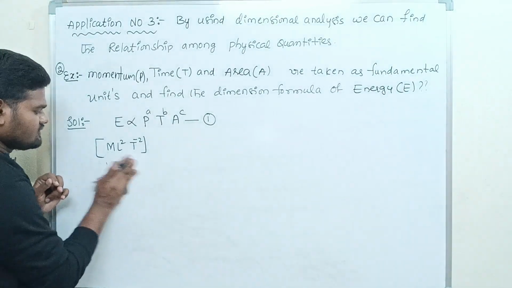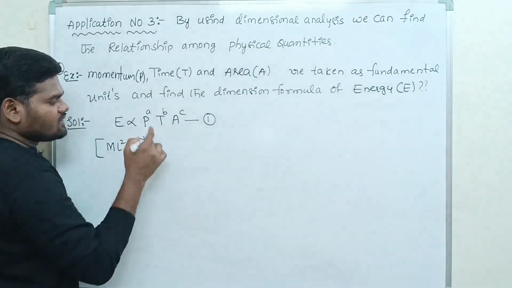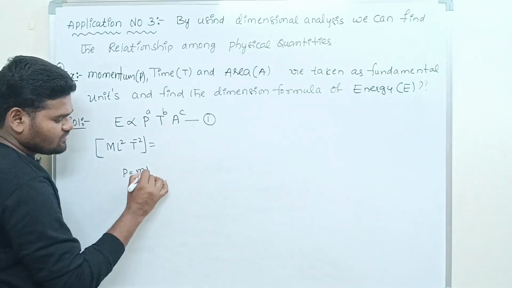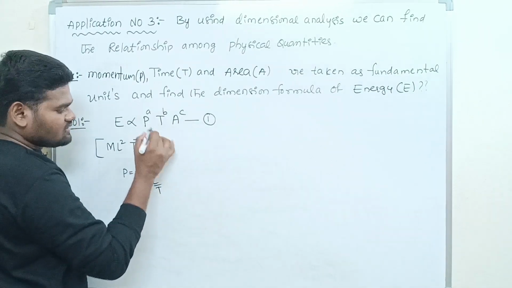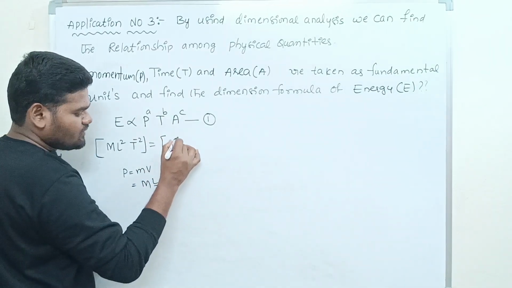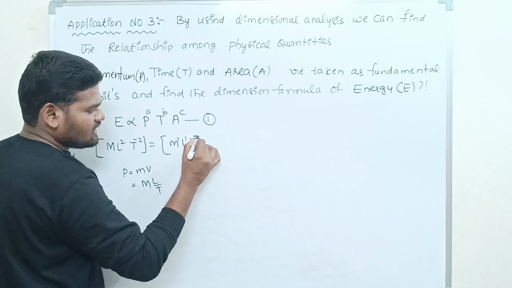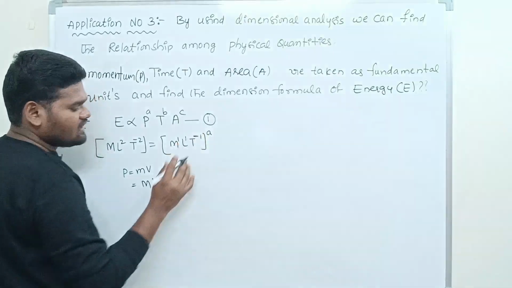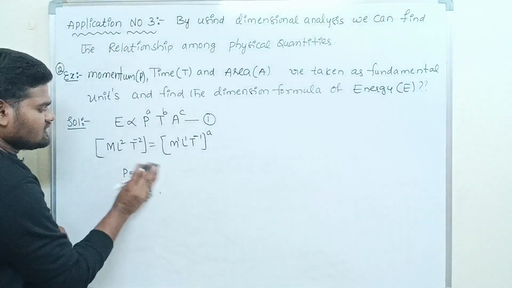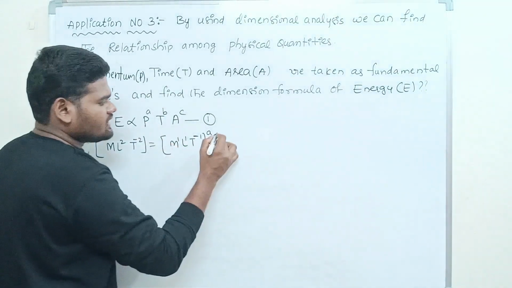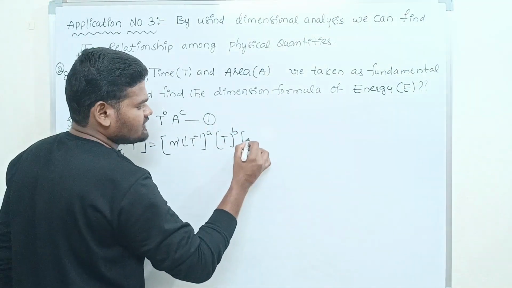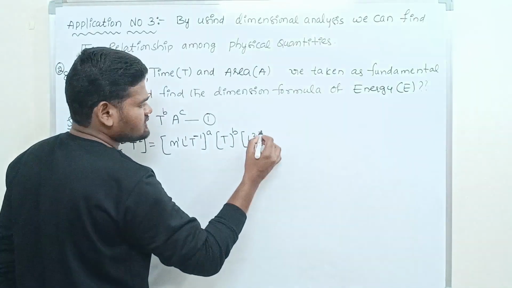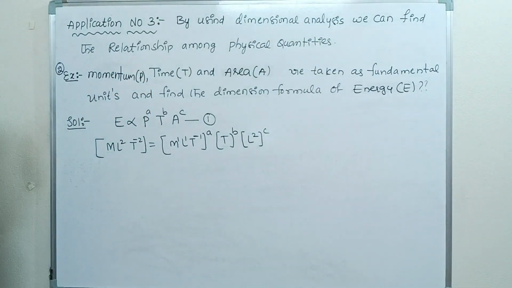Right. Which is equal to momentum. What is momentum? It is mv, mass into velocity, distance by time. So its dimensional formula is M power 1, L power 1, T power minus 1, whole power A. What is the next term we have? Time period, T power B. And next, area. What is the dimensional formula for area? L square, power C. Right.